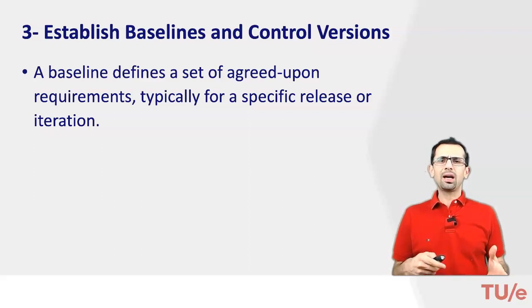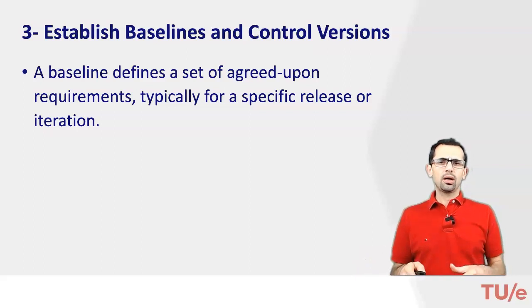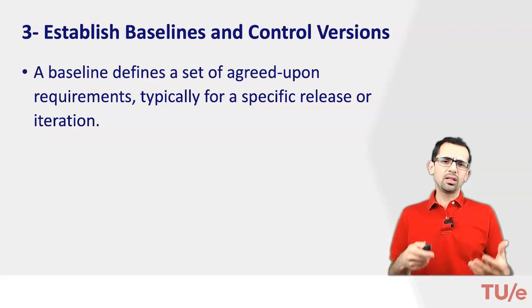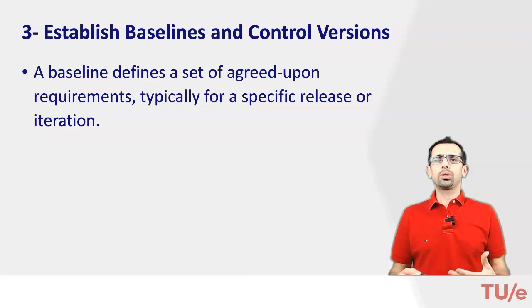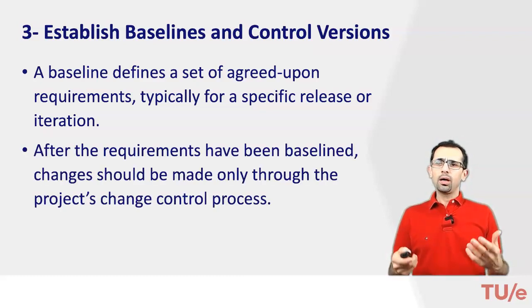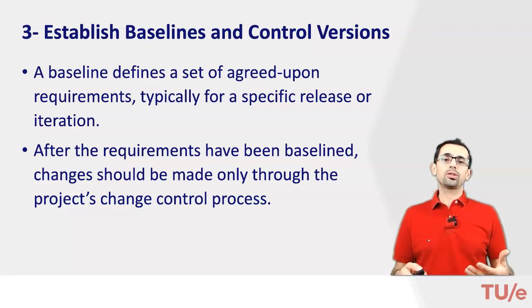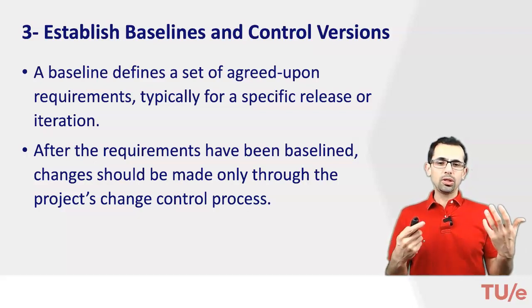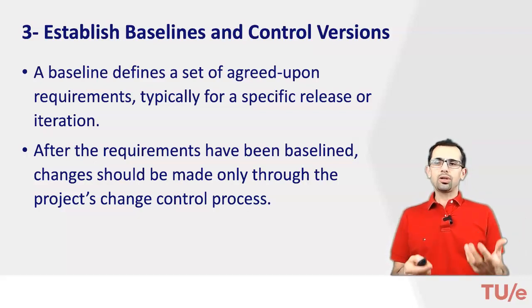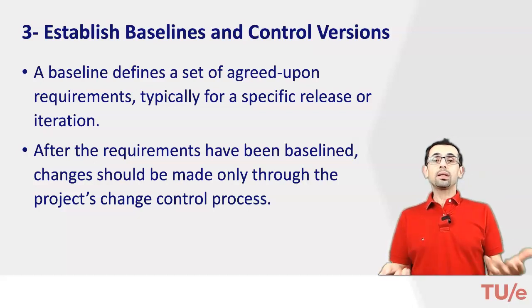So what is a baseline? I already mentioned it in the first videos of the series, the introduction, when I talked about baselining. A baseline simply defines a set of agreed-upon requirements, typically for a specific release or iteration. After requirements have been baselined, changes should be made only through the project's change control process. So you start the change control process after you baseline your requirements.